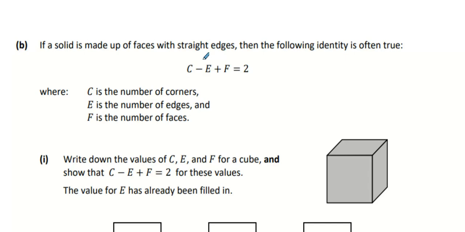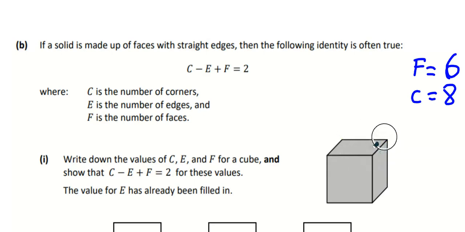C is the number of corners, E is the number of edges, and F is the number of faces. Okay, how many faces in a cube? Roll a dice. How many faces? 6. All right. How many corners? 1, 2, 3, 4. Then there'd be 4 down the bottom as well. So C is 8, right?